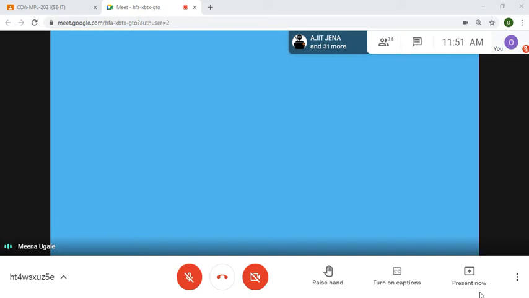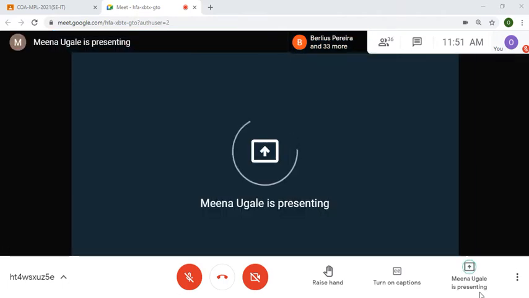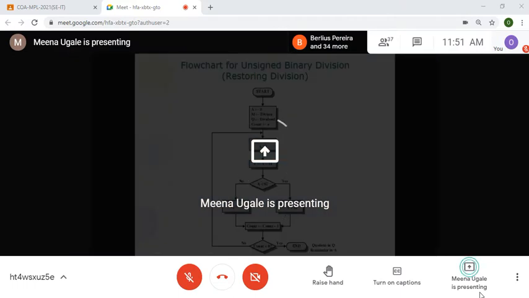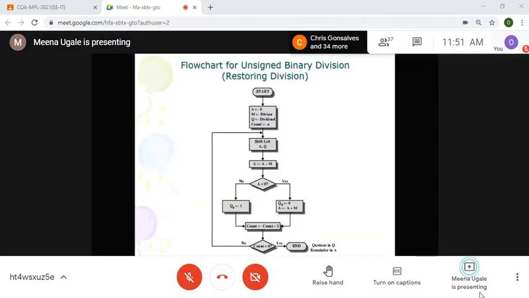In the last lecture, we started with arithmetic algorithms. I'll just share my screen for the algorithm that we started. Already, you have this flowchart with you. This is for your restoring division.